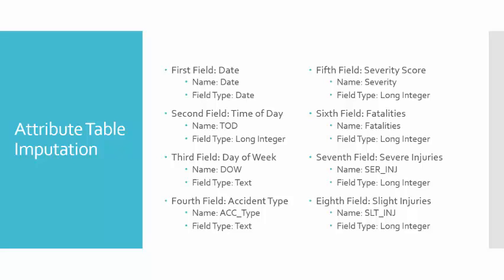The 6th, 7th, and 8th fields will be similar to one another. They are an extension of the severity score. The 6th field will be titled fatalities, after the number of fatalities caused by the accident. The 7th field will be SER_INJ for serious injuries, after the number of serious injuries caused by the accident. The 8th field will be titled SLT_INJ, after the number of slight injuries caused by the accident. Each will be using the type long integer, with approximately 6 as the precision. It does not matter how high the precision is. However, it does matter if it is too low. Thus, it will always be a good idea to input a large number for precision.